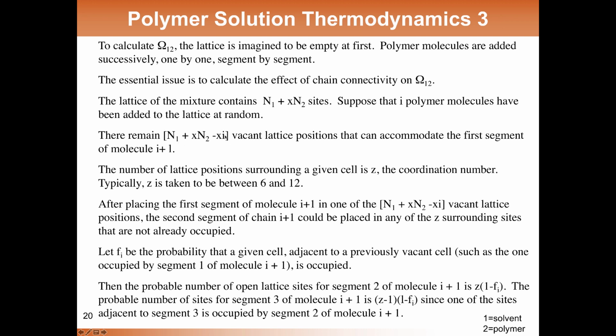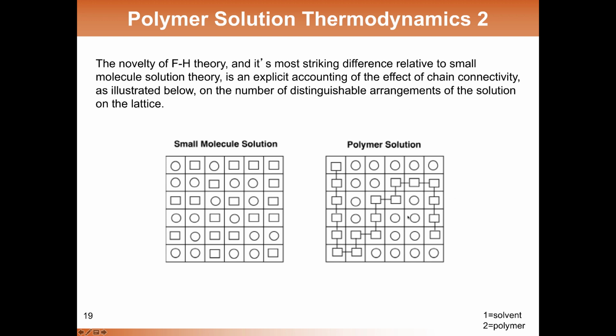And it's one of these remaining open sites that can accommodate the first segment of molecule I plus 1. If this is a purely random process, any of these open sites can accommodate that first segment of molecule I plus 1. We've also assumed that there are a number of lattice positions surrounding a given lattice position or cell, and that number is called Z, the coordination number. You might imagine, for example, in this simple planar case, that Z might be 1, 2, 3, 4. That is, once you've placed one molecule here, there would be 4 neighboring sites.